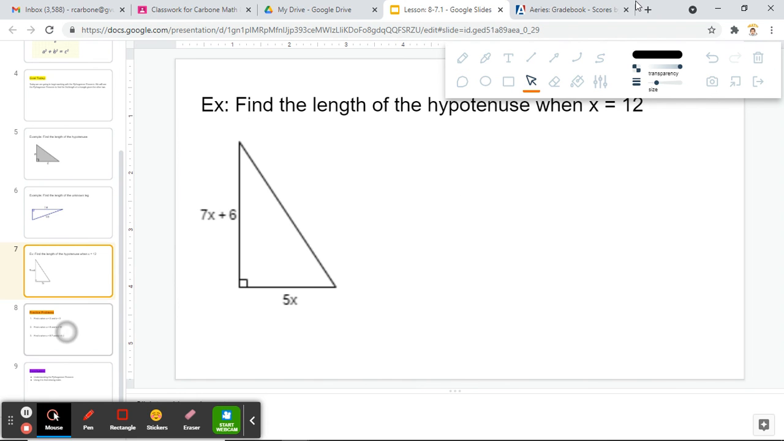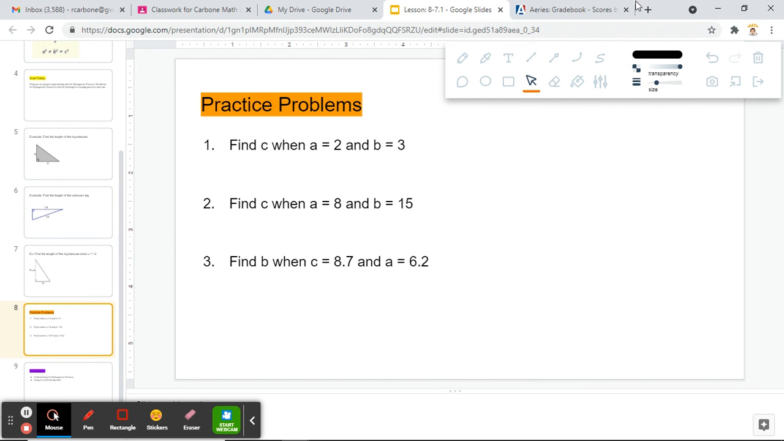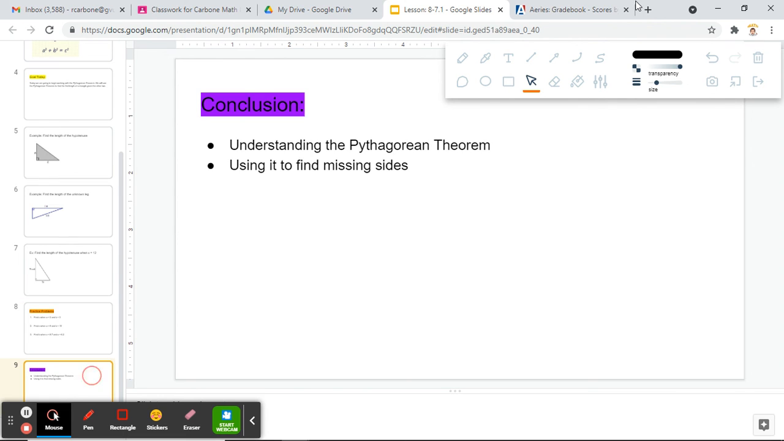All right, so let's go check through some practice problems here. I want you guys to find c when a is equal to 2 and b is equal to 3. Find c when a is equal to 8 and b is equal to 15. And find b when c is equal to 8.7 and a is equal to 6.2. Go ahead and try those out on your own. If you have any questions on those, ask me in class tomorrow and we can go over them.